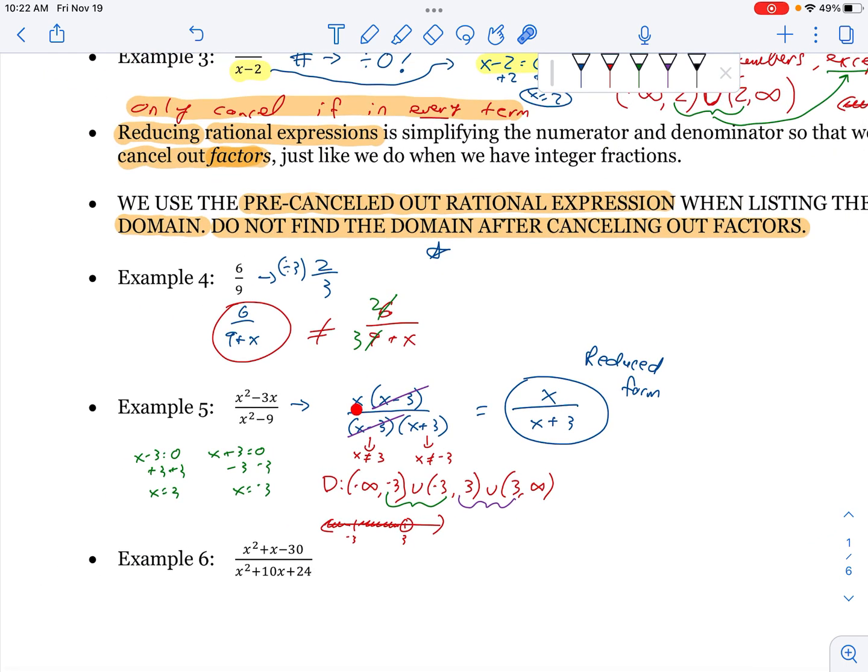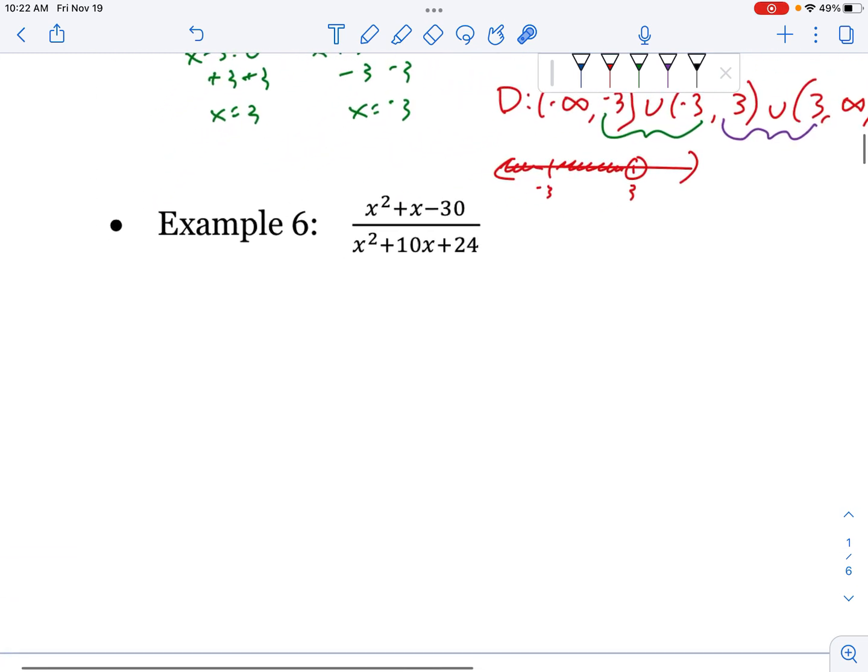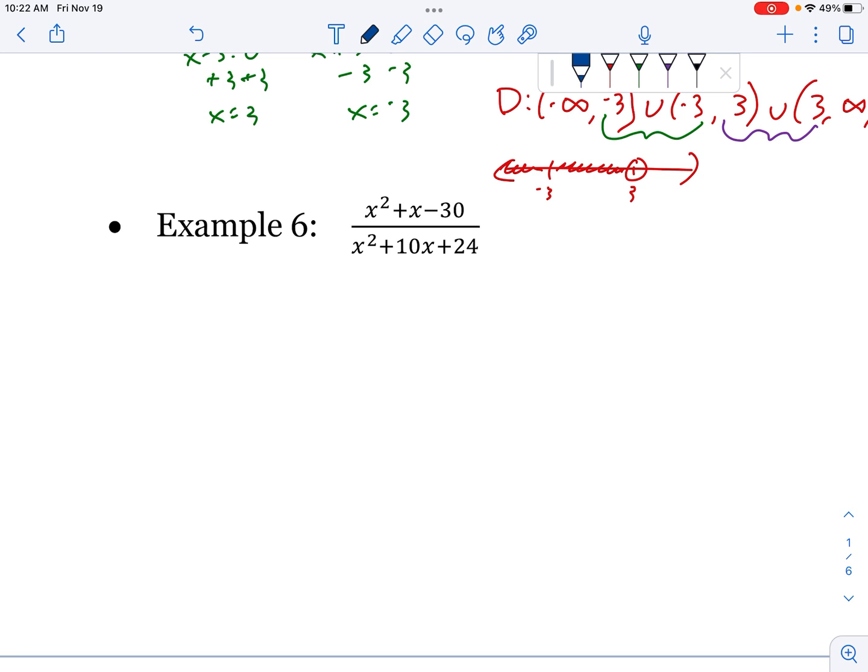So I need factors. Here's one, here's one, here's one, here's one. As long as everything's in parentheses, I know that those are factors. They're the same, I can cancel those out. Do another one. I won't do domain here. I'll just kind of do the simplifying.